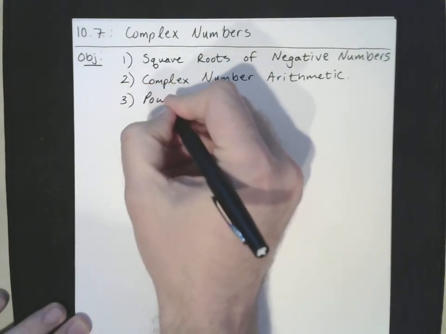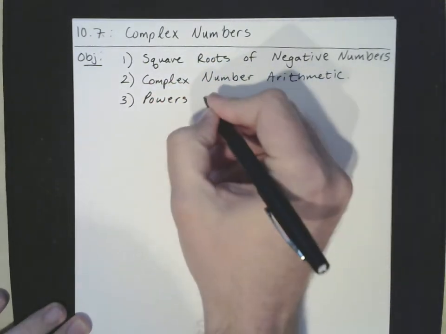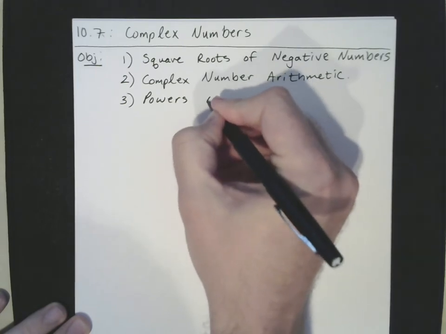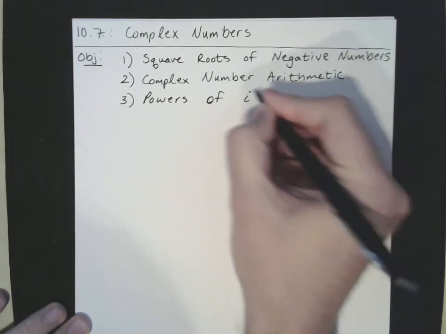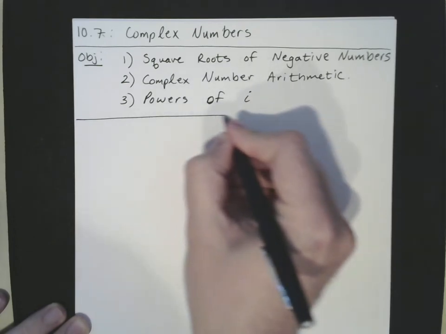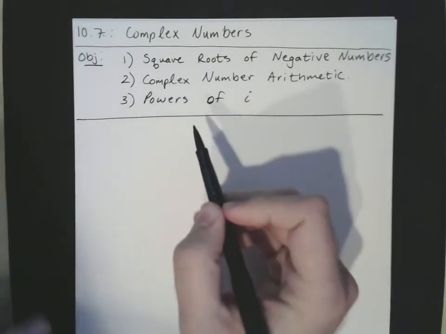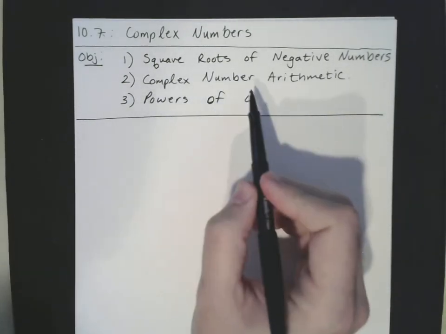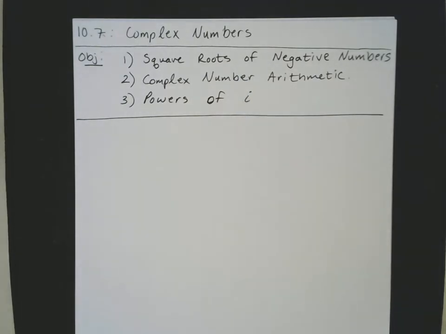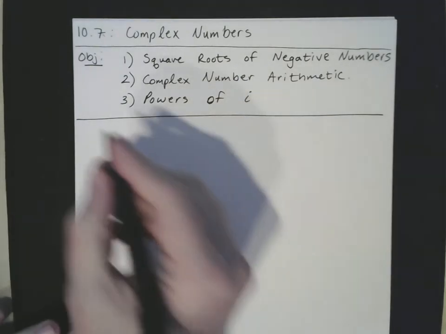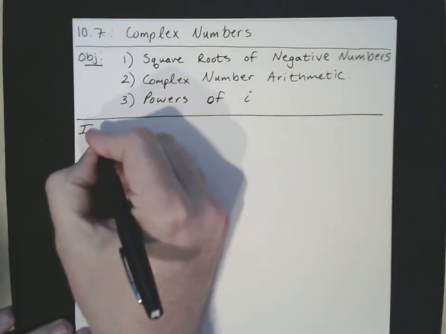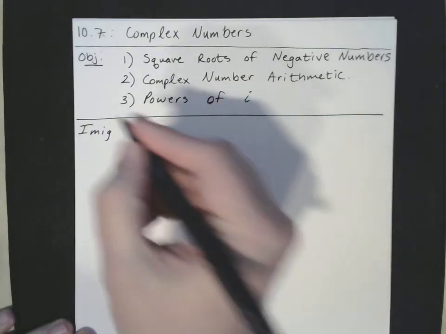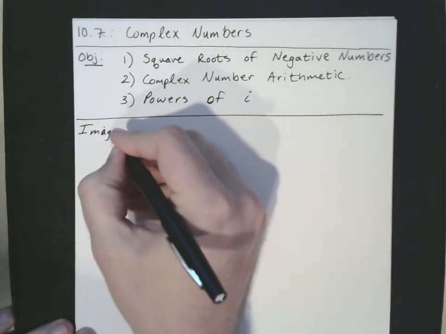And then we're also going to talk about the powers of the imaginary i. And we're actually going to do this out of order because it's good to know the powers of i before we get into working with the complex number stuff. But let's talk about that imaginary number. And imaginary is spelled with an a there.